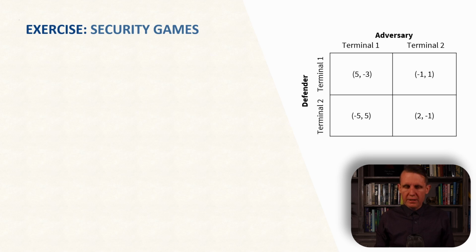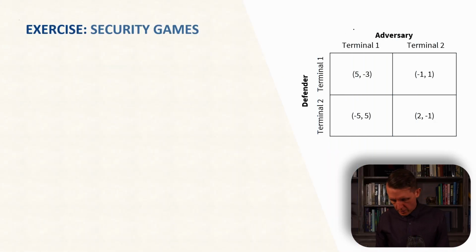So therefore the probabilities of how to make each other indifferent are a little bit more involved. First, why don't you have a go to see if you can calculate the two mixed strategies, the one for the defender and one for the adversary, which will give you the Nash equilibrium for this game.